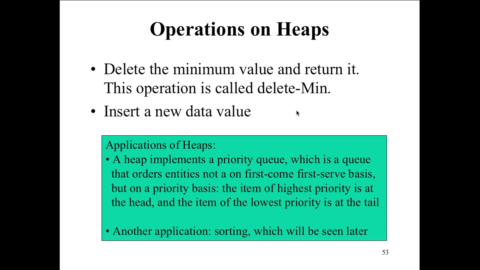So operations that can be performed: we can delete the minimum value, and then we can return it. The operation is called a delete min. We can also insert a new data value in it. This is helpful when we have something like a queue or stack. We talked about stacks and queues before: last one in, first one out, first one in, last one out, all the different ways of sorting it.